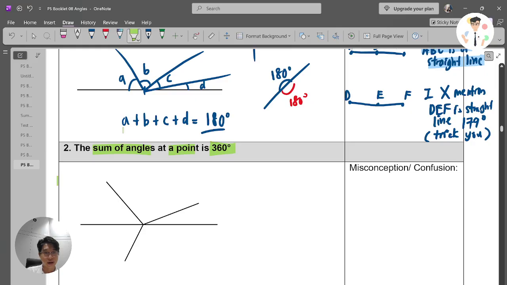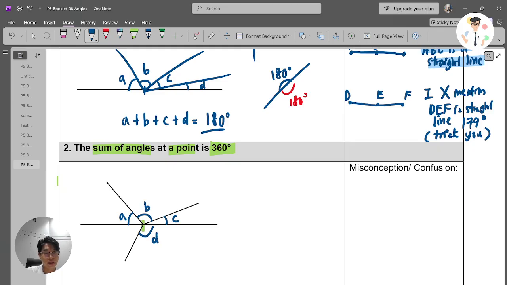So you can see here, I have a point here, this is the main point. Then I have different angles around. So for example, I name this angle as A, this angle as B, this angle as C, this angle as D, this angle as E. So A, B, C, D, E. No matter how it works, A plus B plus C plus D plus E is always 360 degrees. Okay, it's always 360 degrees.